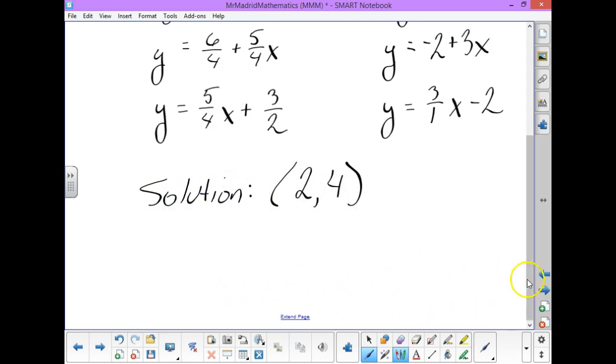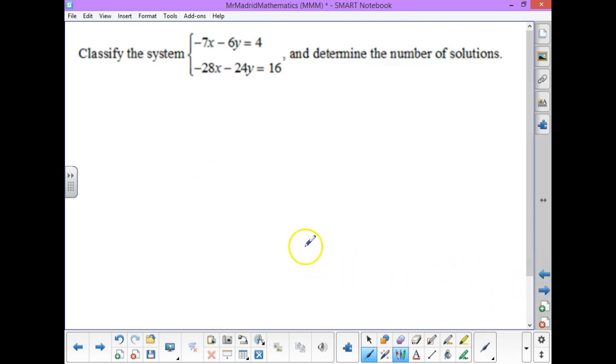Okay, let's move on. This next one, classify the system and determine the number of solutions. So this is very similar to the one we just did. We definitely are going to want to solve for y, so let's go ahead and get that taken care of. One system, right? This brace tells you, hey, you've got one system that has 2 equations. So here we go.